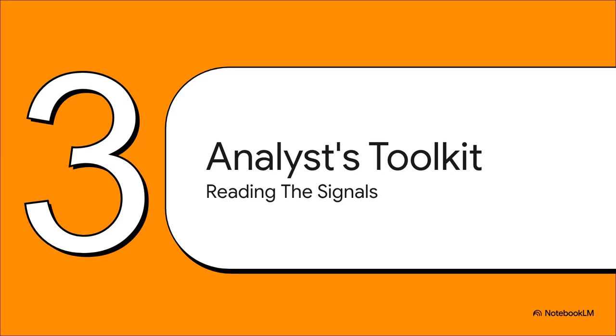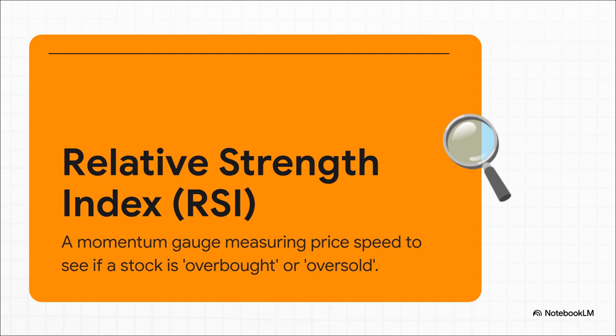Okay, so the big picture trend looks pretty strong, right? But now it's time to zoom in. We need to grab some more specialized tools from the analyst's toolkit to check on the stock's immediate health and momentum. First up, we've got the RSI, which stands for Relative Strength Index. Think of it like the tachometer on a car. It tells you how fast the engine is running. Is the stock running way too hot, what we call overbought? Or is it running too cold, oversold? Or is it kind of just cruising along?